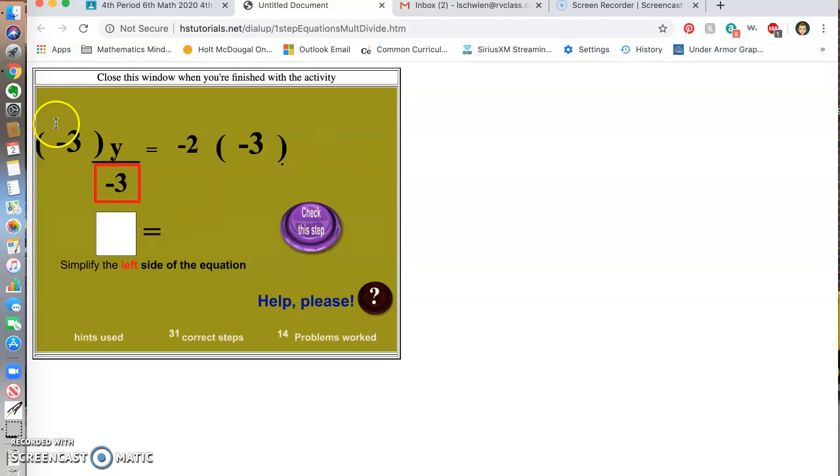Cancel those out. You're left with 1's in their place and left with a y. And -2 times -3 is +6. 6 divided by -3 would leave you with -2.